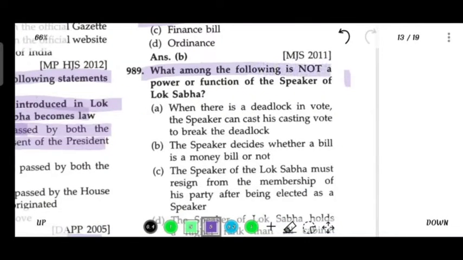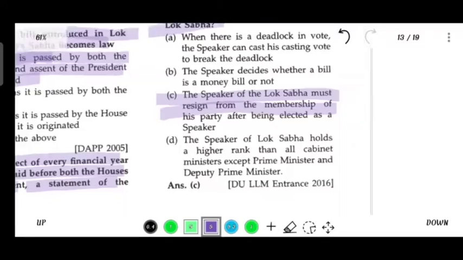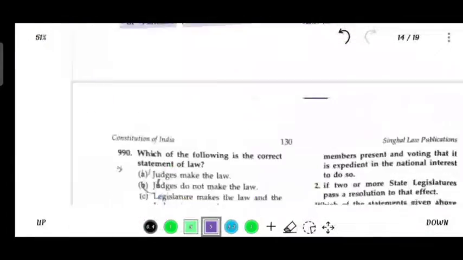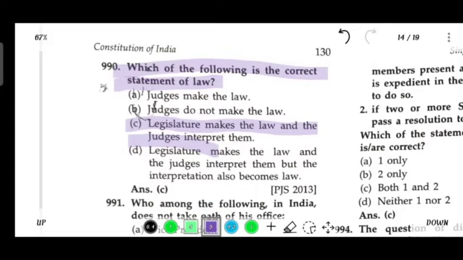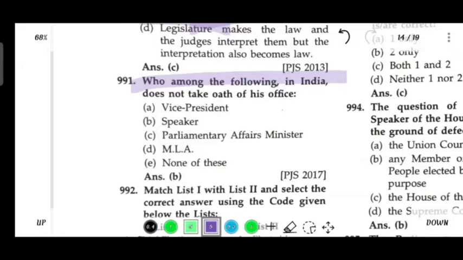What among the following is not a power and function of the Speaker of Lok Sabha? The Speaker of Lok Sabha must resign from the membership of his party after being elected as Speaker. Which one of the following is the correct statement of law? Legislature makes a law and the judge interprets it. Who among the following in India does not take oath of office? Speaker.